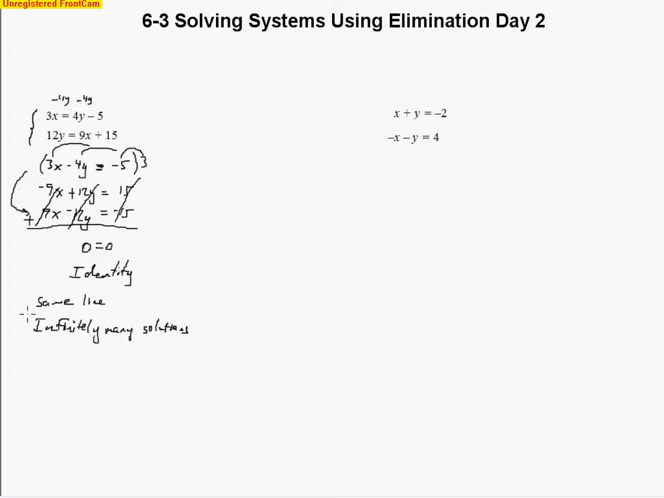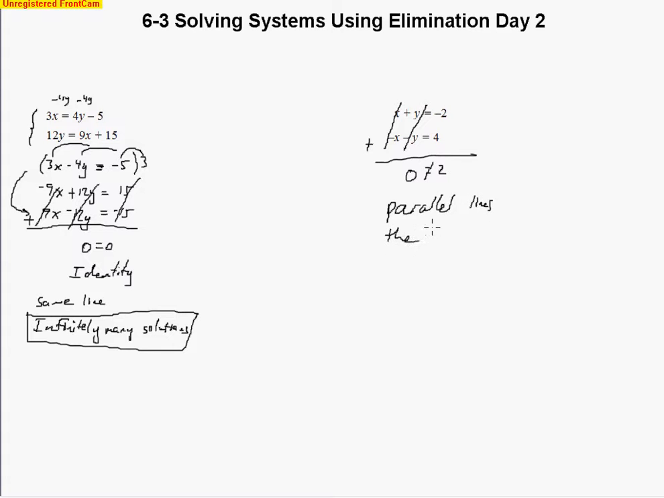So let's take a look at the next problem, and we have a different situation. Here the x's and y's are all lined up, so I'm ready to go ahead and add this. And look at what happens again. The x's cancel, the y's cancel to make 0, but on the other side of the equal sign, I'm just left with 2. These numbers do not equal. This is not an identity. Notice how the x's and y's are gone, though, so it's one of two answers. It's either the same line or parallel lines. In this case, we have parallel lines, and what that means is the lines will not cross. And if they don't cross, that means we have no solution.